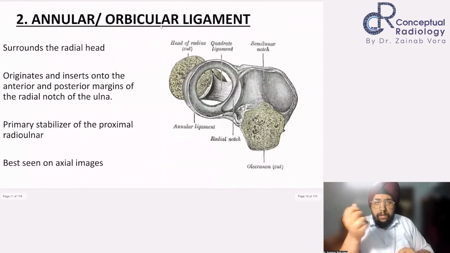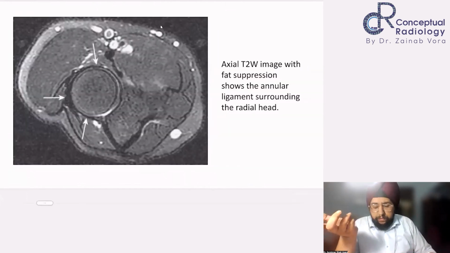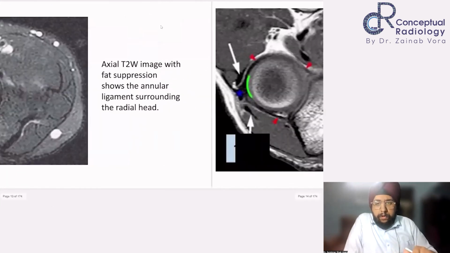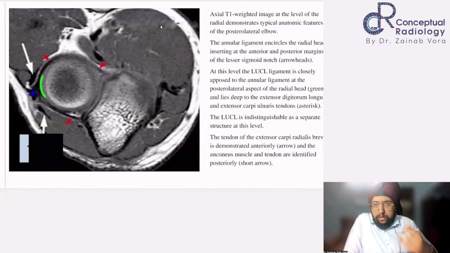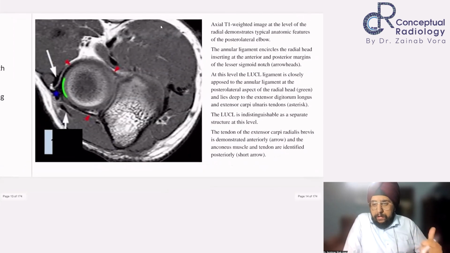Okay. Annular ligament, very simple. It will obviously be surrounding the radial head. So it's a primary stabilizer of the proximal radial joint. Obviously, it will be best seen on axial images. There are actually no pathologies of the annular ligament as such, so it's not very important from the pathology point of view. The important ones here are your radial collateral and your lateral ulnar collateral ligaments.